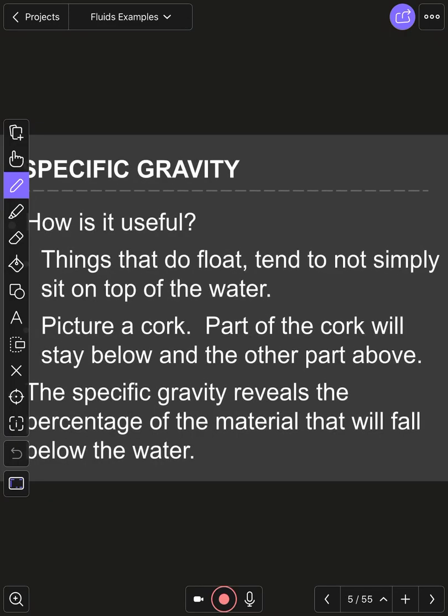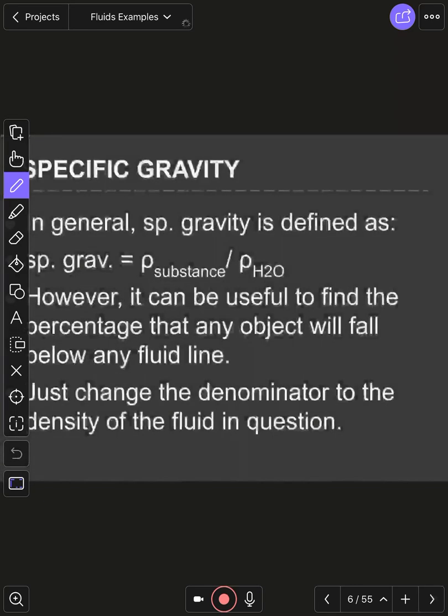So again, I did talk about this a little bit already, but I like to introduce it earlier. How it's useful is that things do tend to float. They don't tend to sit on top of the water. This is really important to point out. It tells you the percentage of the material below the water. And AP almost always will ask you, what is the percentage above the water? So you need to make sure that you know whether it's asked below or above, and you need to know that the specific gravity tells us how much is below the water.